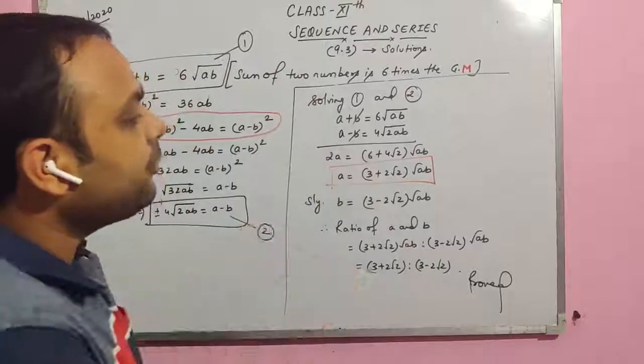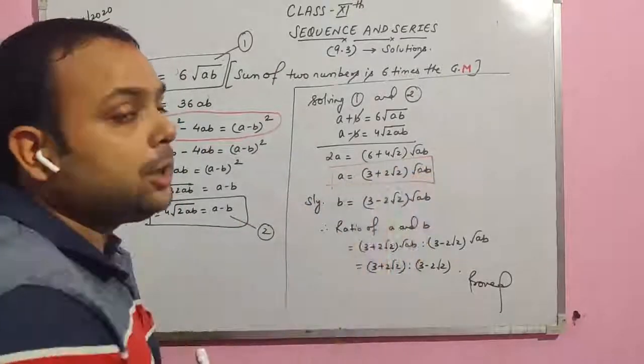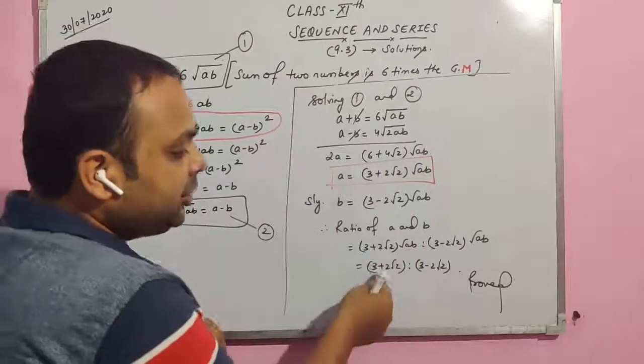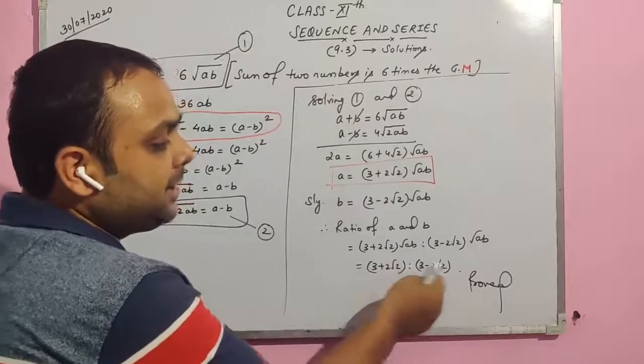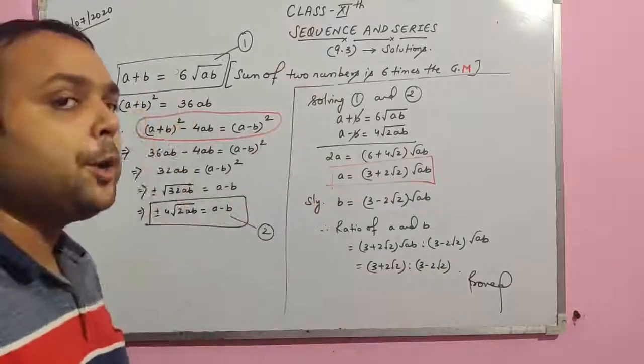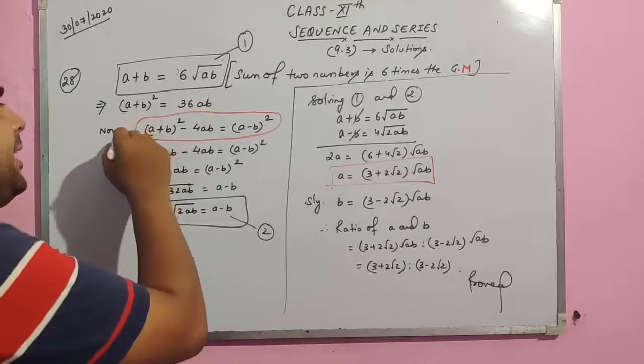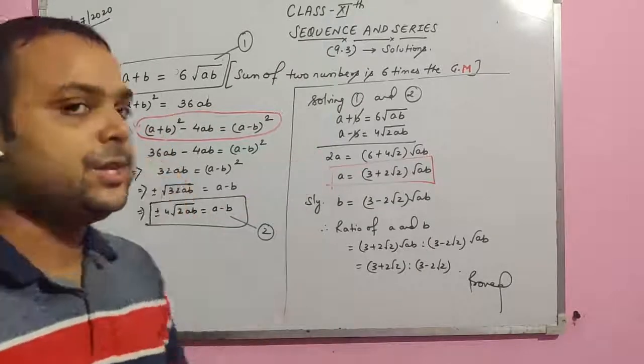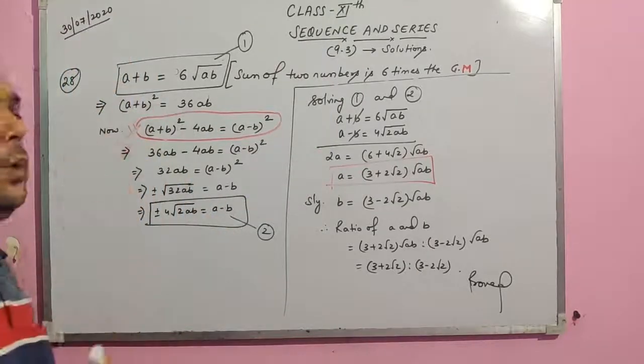Now taking the ratio of these terms, these two root AB eliminated, and we get 3 plus 2 root 2 ratio 3 minus 2 root 2. This is a very important question, and you need to understand this identity in order to solve two equations and in order to get the equation.